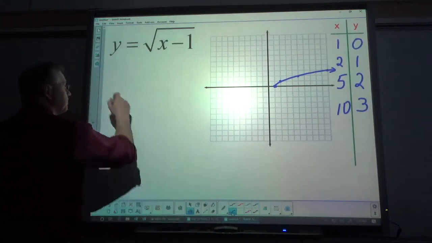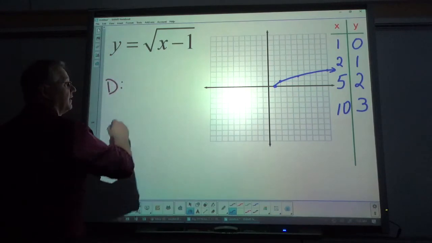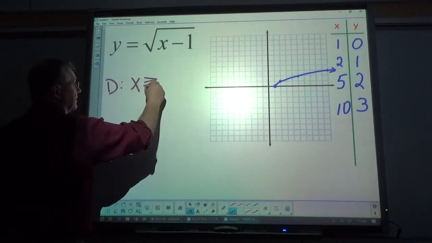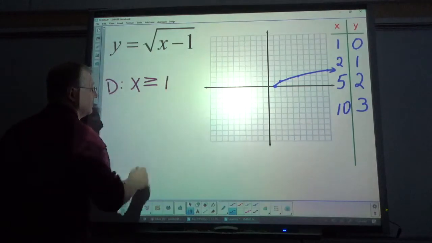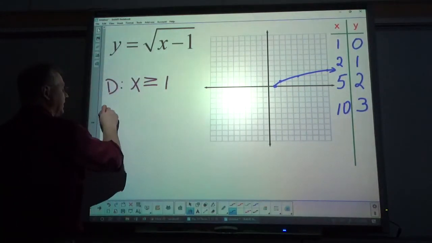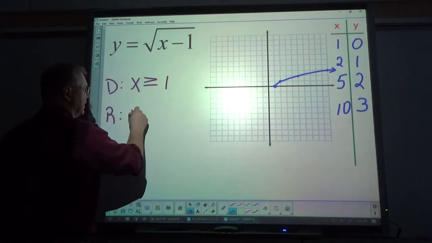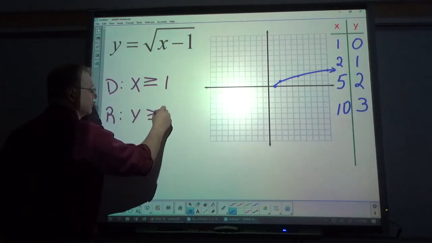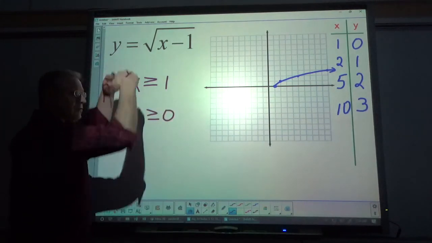Domain. X's are greater than or equal to 1, not 0, but 1. The range is y greater than or equal to 0, because it starts at 0 and goes up.